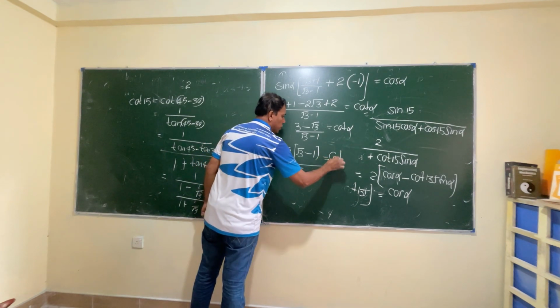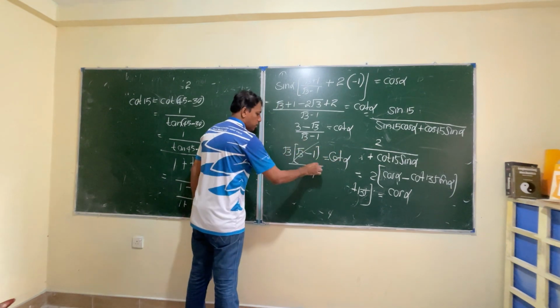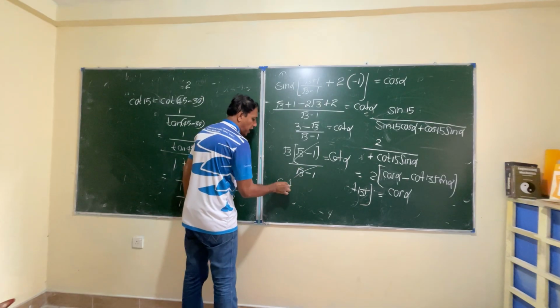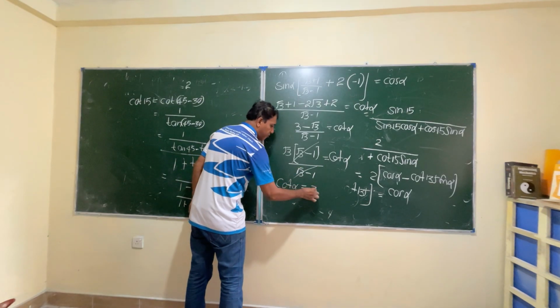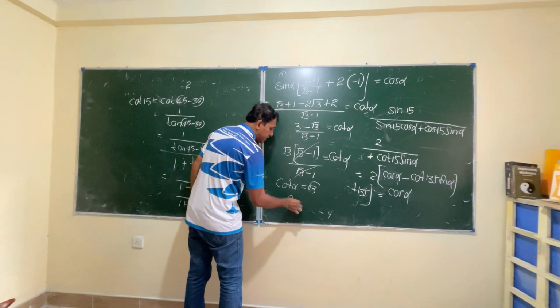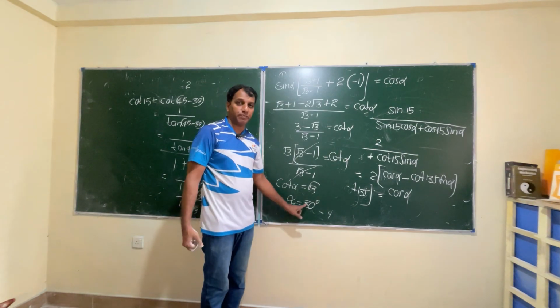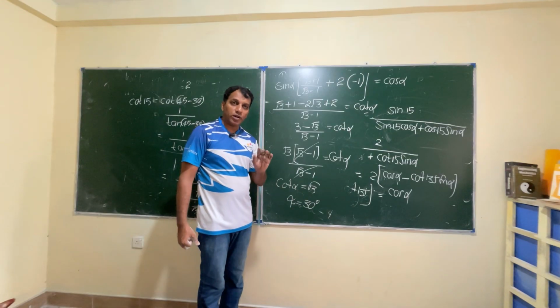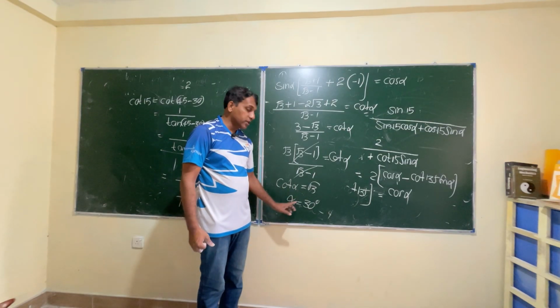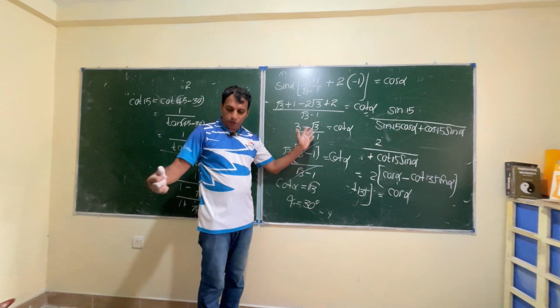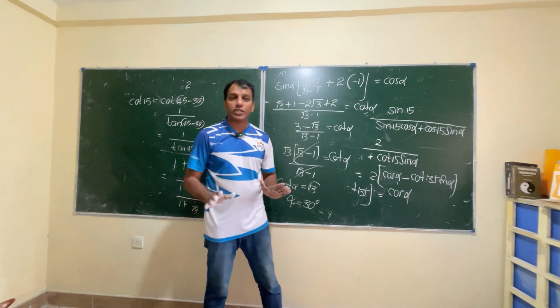So check your solution. Cot alpha equals root 3, therefore alpha is 30 degrees. Tan alpha is 1 over root 3, when tan 30 is 1 over root 3. So cot 30 is root 3. The super problem, all future expected question.